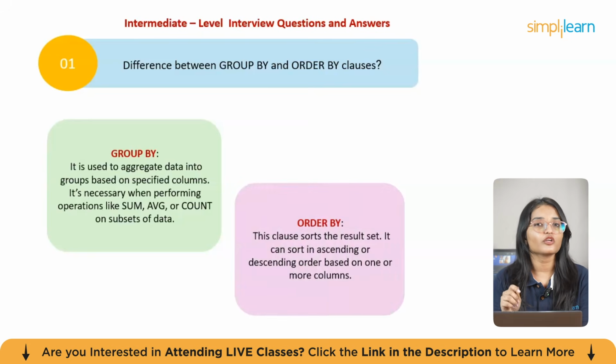The next one is the ORDER BY clause. This clause sorts the result set. It can sort in ascending or descending order based on one or more columns. You can use it to rank rows from highest to lowest or alphabetically without affecting the actual data structure.